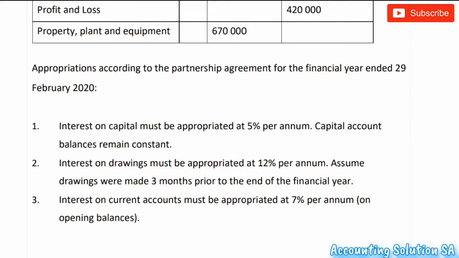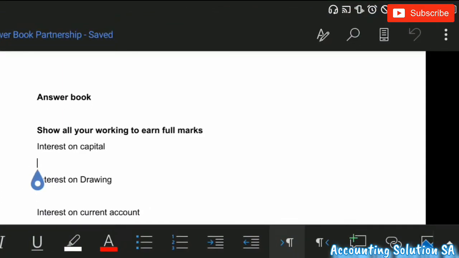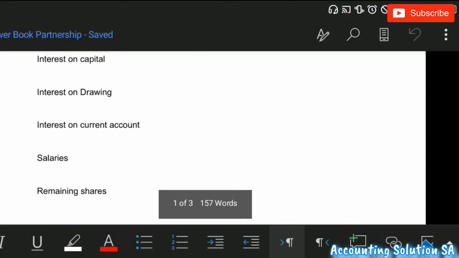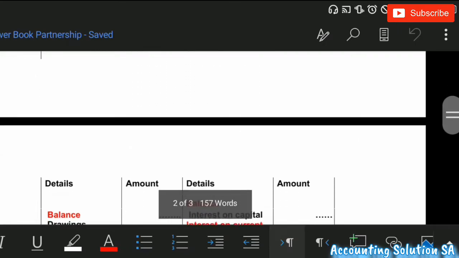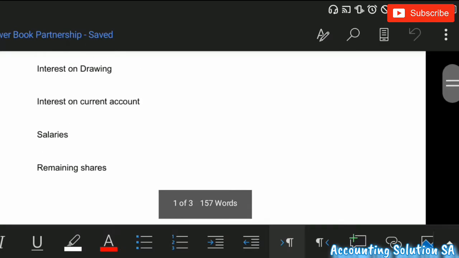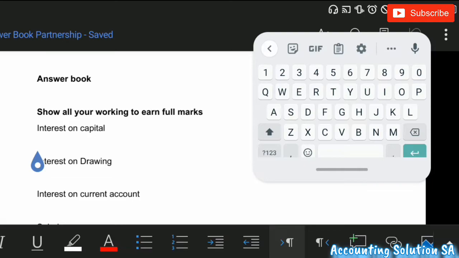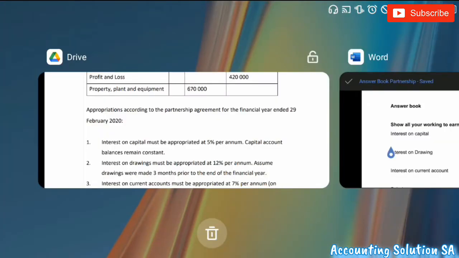The first part, of course, we are going to start with calculating the interest on capital for both partners. Then after that, we do the interest on drawings. Okay, guys, please make sure that every time you write your answers, you show the calculation first. Then from there, you start preparing your account. Let's start by showing all the calculation. Then after that, we transfer the answers that we got from the calculation.